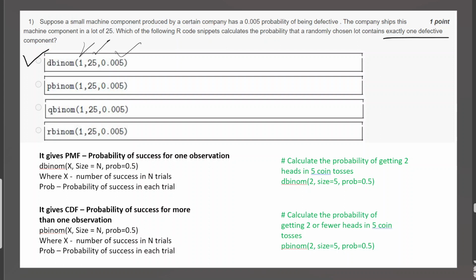If they ask for the probability of getting one or no defective pieces, we can use pbinom. Otherwise this is sufficient.